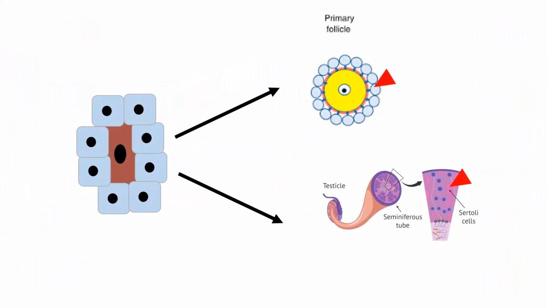The somatic support cells encapsulate and nourish the primordial germ cells, and they give rise to the ovarian follicles in the ovary, and they give rise to Sertoli cells lining the seminiferous tubules in testes.